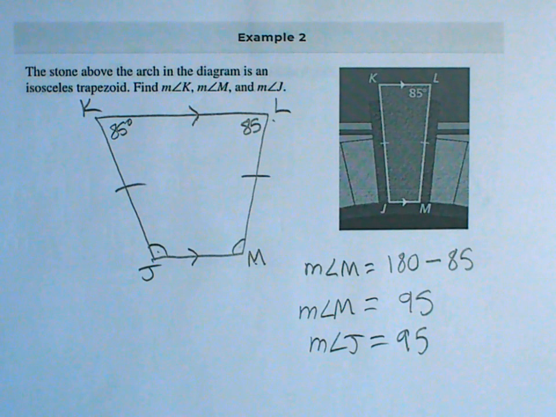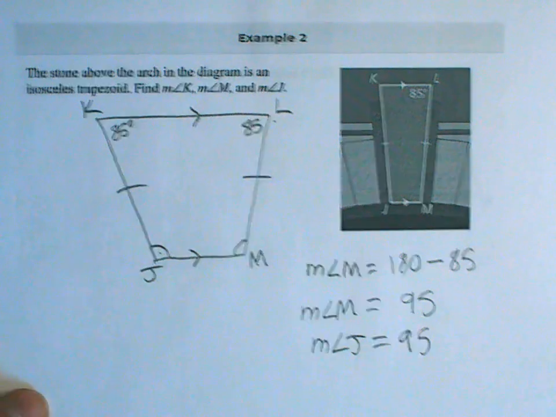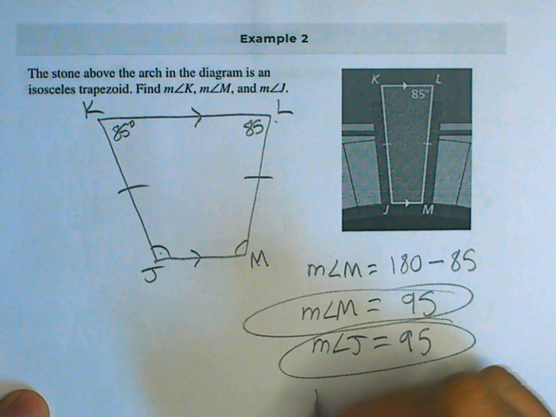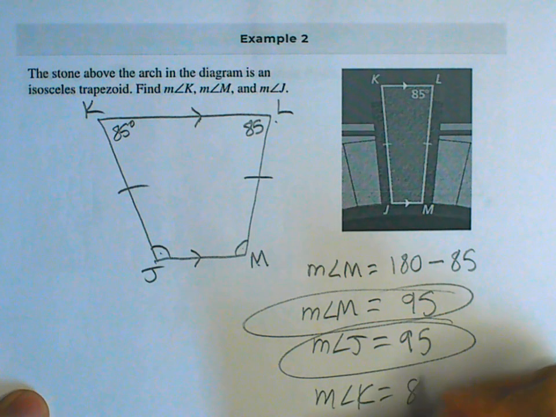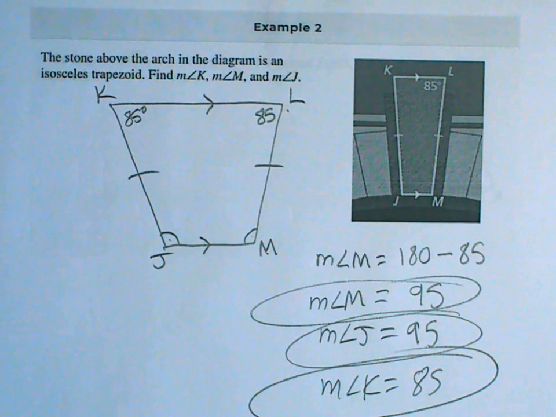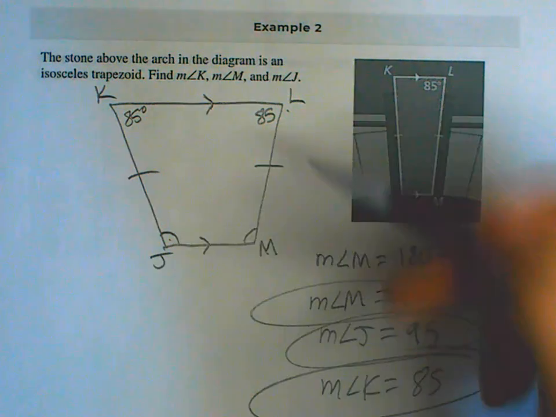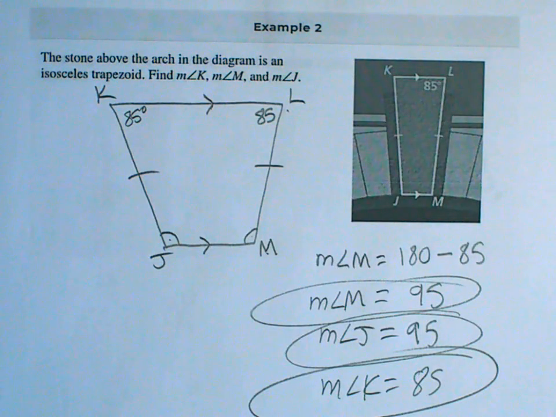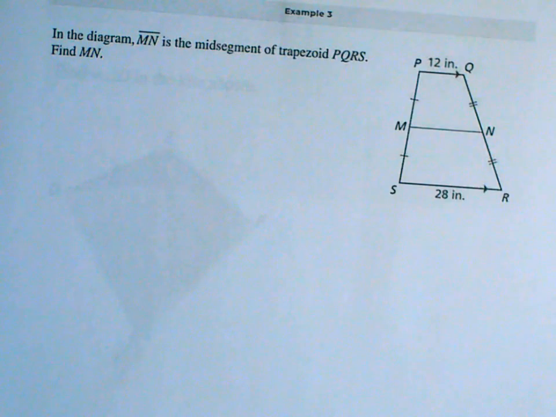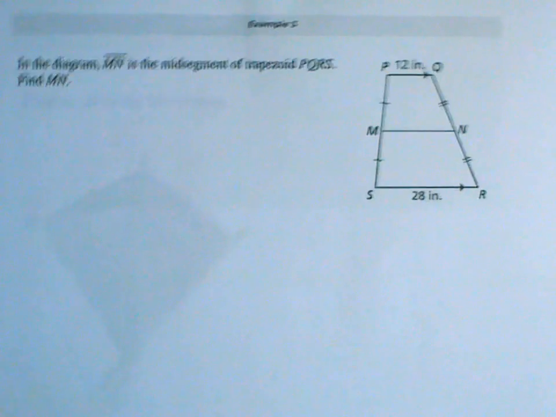All right. So here you have your solutions. And of course, measure of angle K, 85. Very, very simple. You just got to remember that the base angles are congruent here, and the consecutive interior angles, or the consecutive angles in a trapezoid, are supplementary. So that's example 2. Let's look at example number 3.